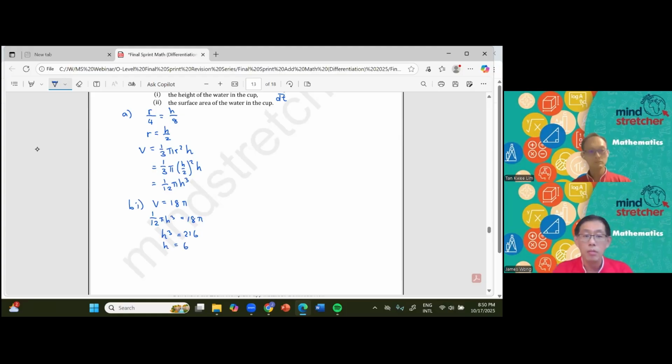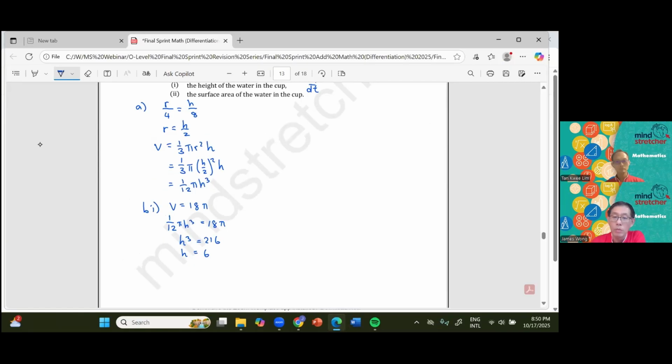Okay. Now this H equal to 6 is important information, right? Because it tells me that when the height is 6, then the volume will be 18 pi. So when it's 18 pi, it corresponds to the height being equal to 6 cm. Okay, so with that, since I know the expression for the volume V in terms of H, I can also find my dV dH.